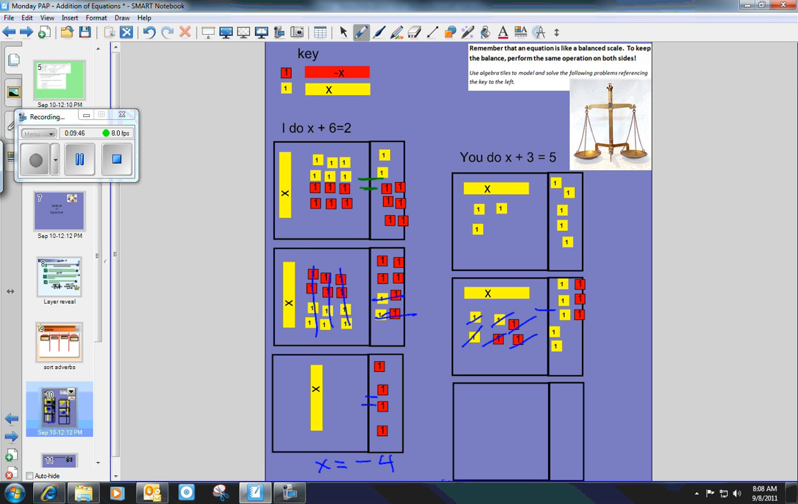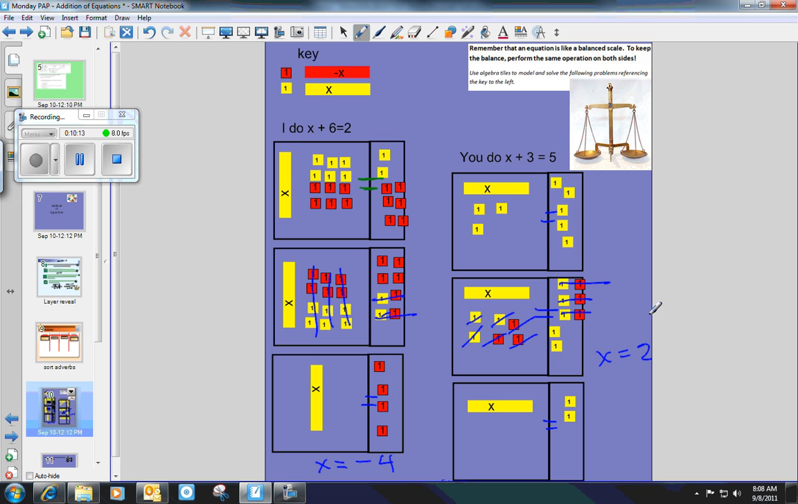And on the other side of my equal sign, I'm going to cancel out 0 pairs. Now I have x left over here, so I'll pull down 1 x and 2 positives on the other side. So x equals 2 here. I'm just going to write off to the side x equals 2.